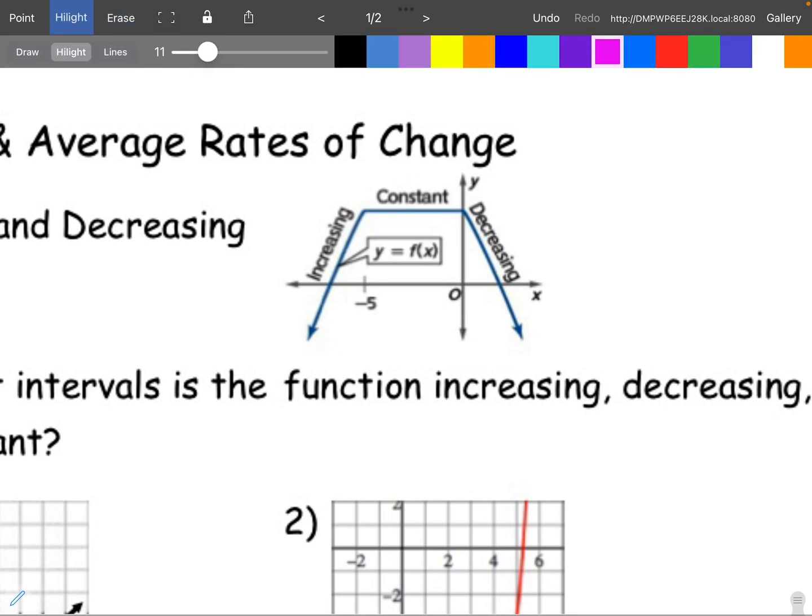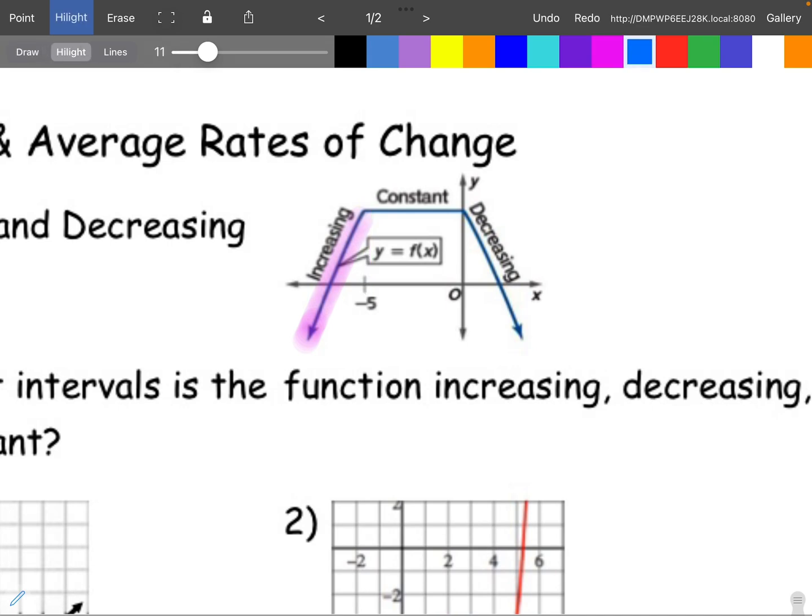So for this first section, we always read from left to right. So starting at the left, we're starting at negative infinity because that's an arrow. So from negative infinity up until here, the graph is increasing. And you're always looking at what x value the behavior changes. So it's going up until it reaches the x value of -5. So then that first interval would be from negative infinity to -5, and that part of the graph is increasing.